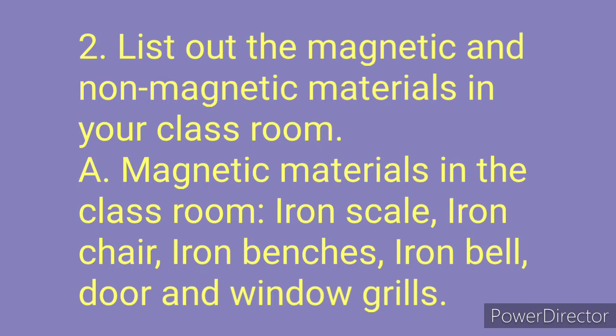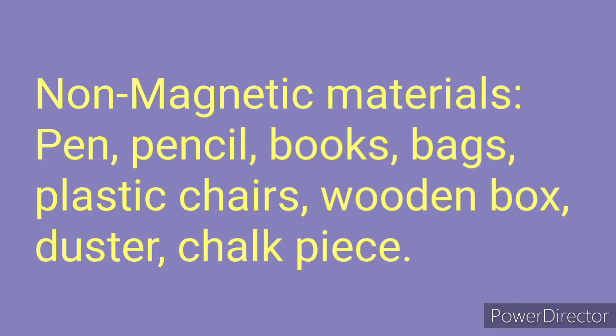Next one, list out the magnetic and non-magnetic materials in your classroom. Magnetic materials in the classroom: iron scale, iron chair, iron benches, iron bell, door and window grills. These all are made of iron, so these are magnetic materials. Next, what are non-magnetic materials? Pen, pencil, books, bags, plastic chairs, wooden box, duster, chalk piece. All these are non-magnetic materials. If you have any more you want to write, you can add it.